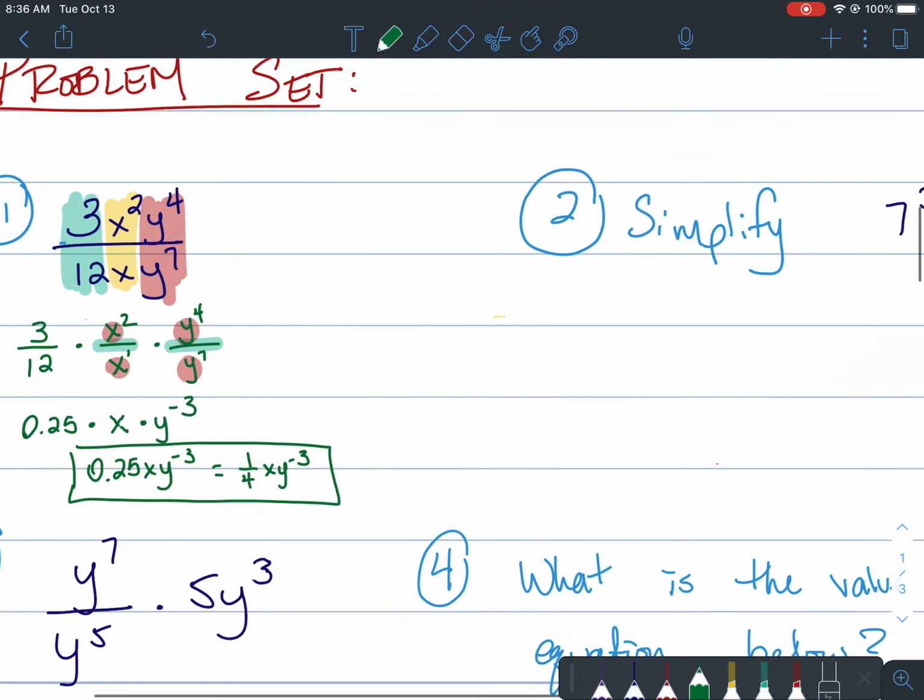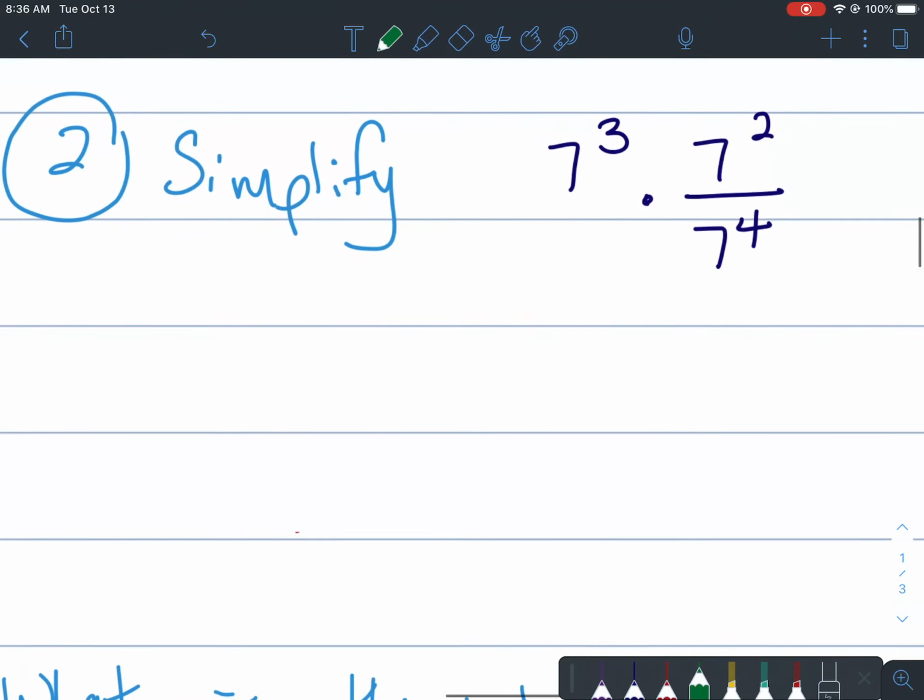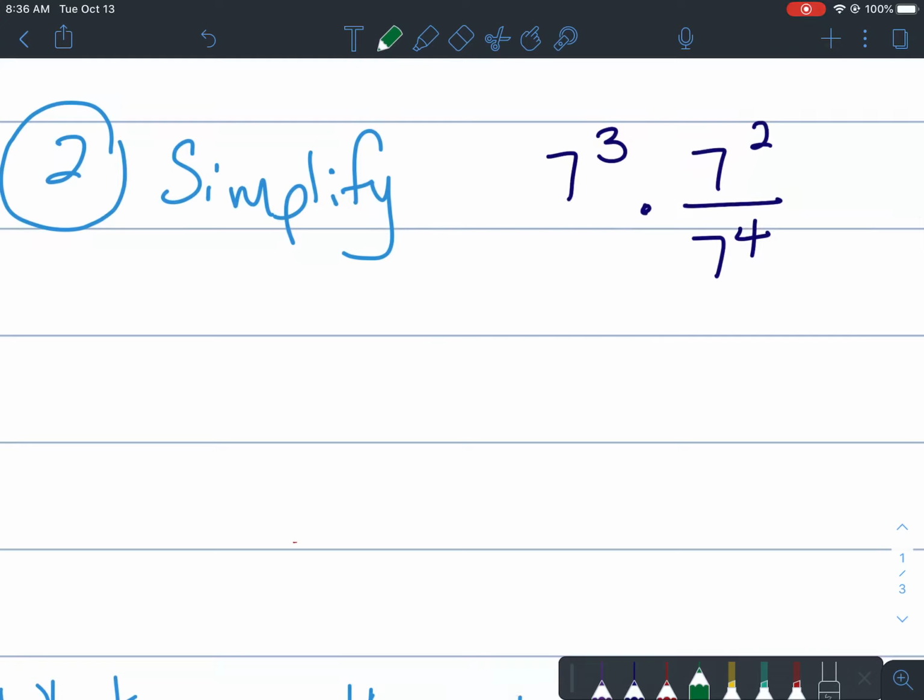Okay. Next, number 2. 7 to the third times 7 squared divided by 7 to the fourth.